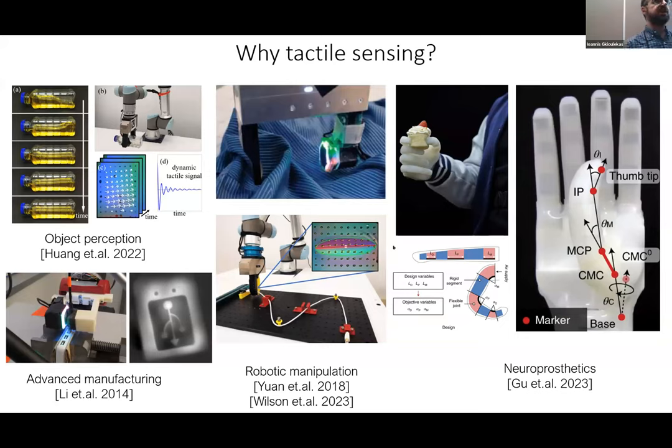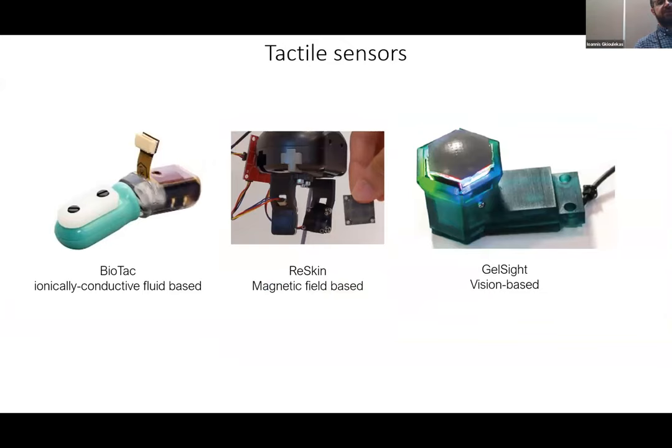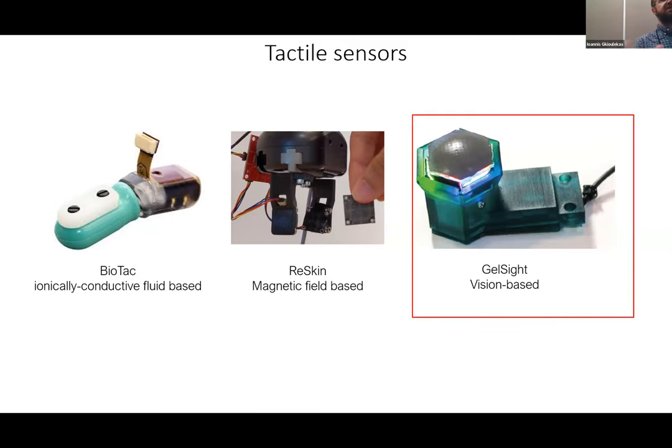And because of this utility, there is a very large array of tactile sensors available. I will admit, I don't really know much about most of them. There are these ionically conductive fluid-based techniques, magnetic field-based tactile sensors. The ones that I am more familiar with, through my collaboration with Ted and Benson, are vision-based tactile sensors, GelSight. And this is really what we'll be focusing on in the rest of this tutorial. So let me just very quickly go over what GelSight is.